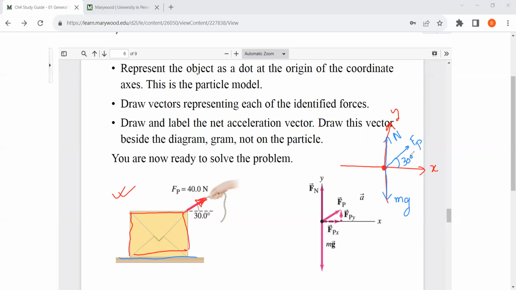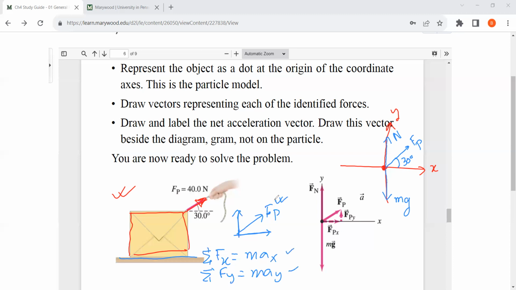free body diagram, but the problem is when a force is not along the x-axis or along the y-axis, we cannot use it. So for example, this Fp, we cannot use in our equation, because the equation is Fx equal to max, if you remember from Newton's second law, and Fy equal to may. So we cannot use this force.